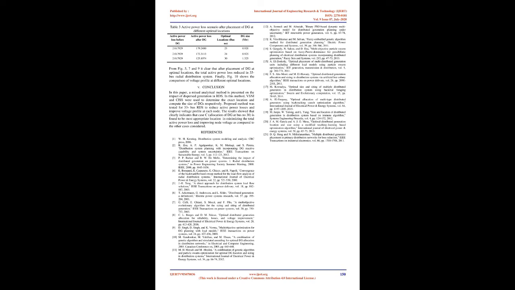The conclusion. In this paper, a mixed analytical method is presented on the impact of dispersed generation in RDS. In this method, VSNI and CISS were used to determine the exact location and compute the size of DGs respectively. The proposed method was tested on a 33 bus RDS to reduce active power losses and improve voltage profile at each node. The results clearly indicate that case C, allocation of DG at bus number 30, is found to be the most appropriate location in minimizing the total active power loss and improving node voltage as compared to the other cases considered.